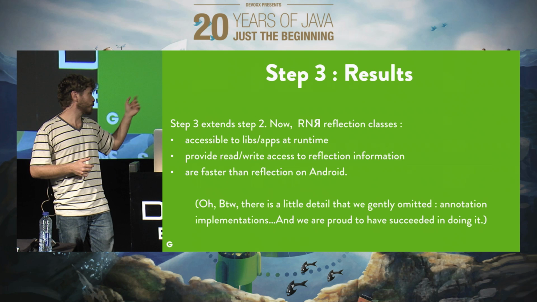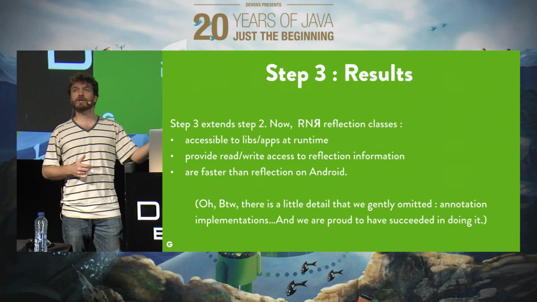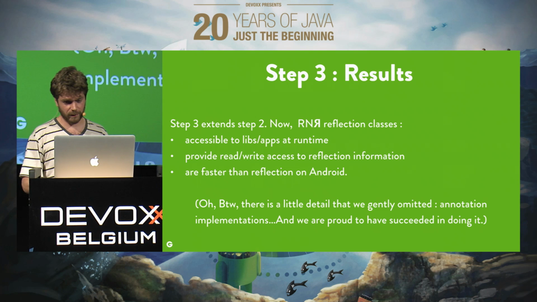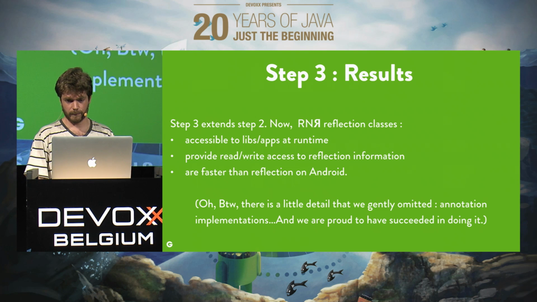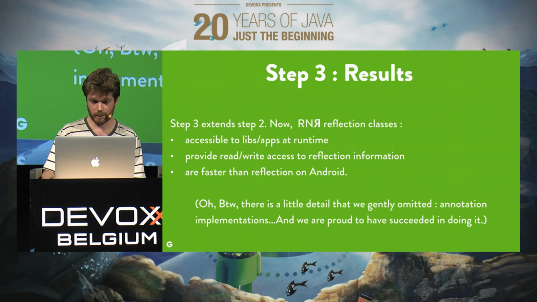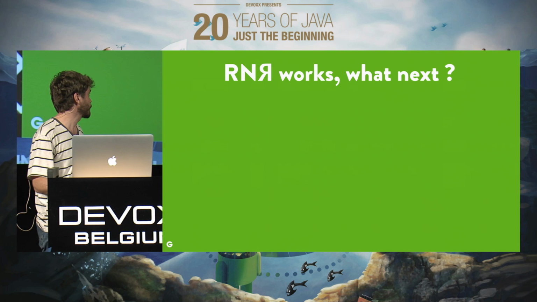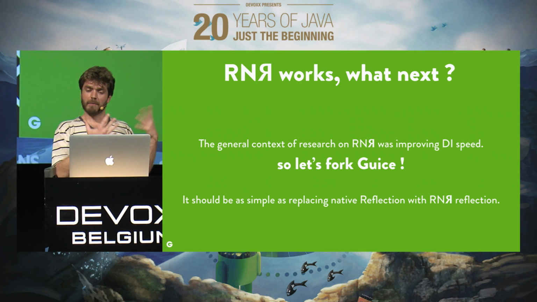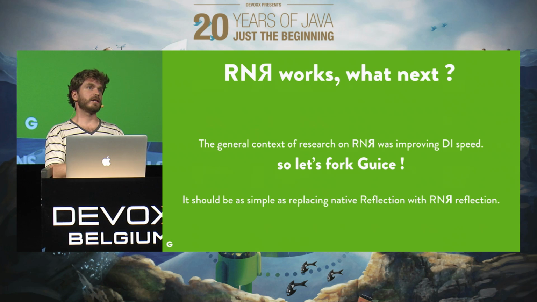So actually one of them was to create annotation implementations. We could succeed in that also, but we decided not to have a slide dedicated to it. But it was very interesting from a syntactic point of view. So, okay, up to now I explained how we could create the R&R framework. So we got it working. Great, what do we do next?